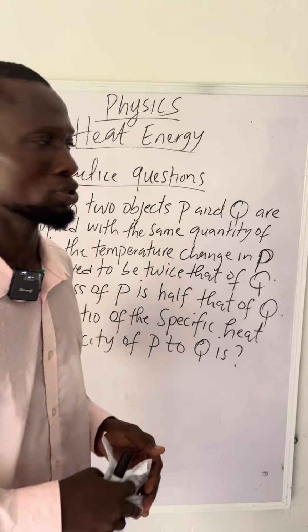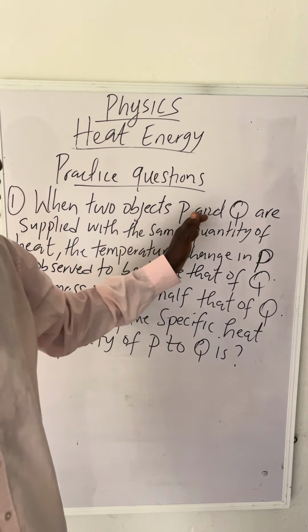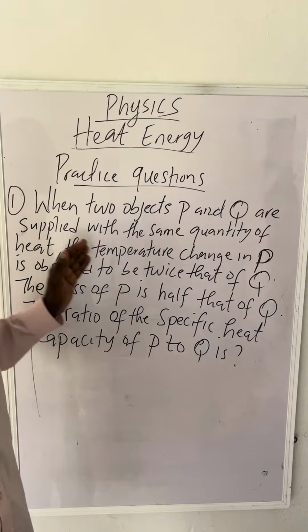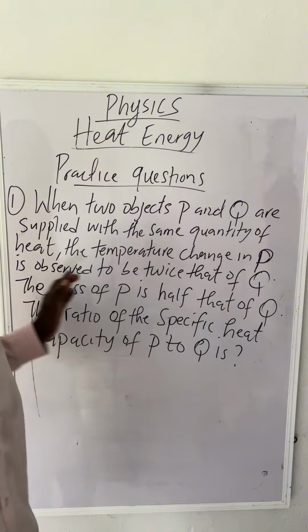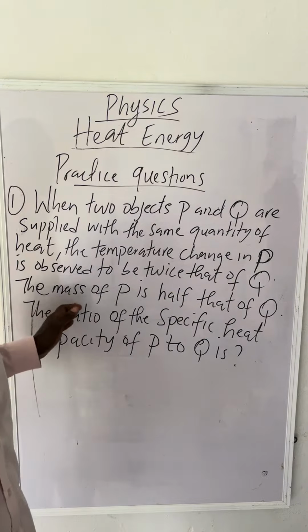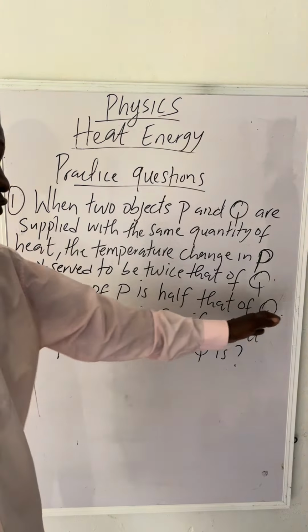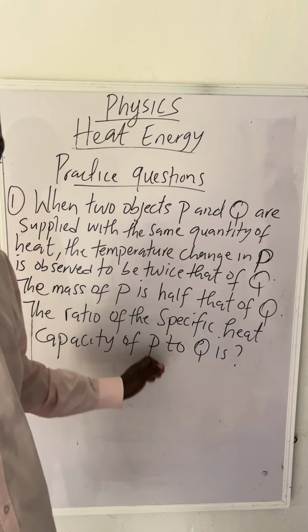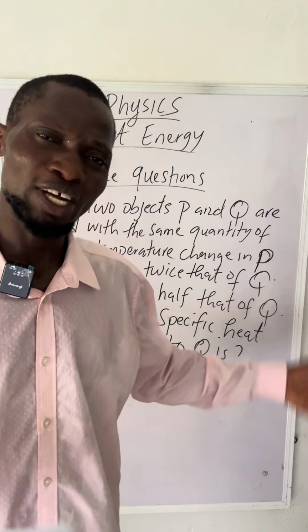Now, this is the question. When two objects P and Q are supplied with the same quantity of heat, the temperature change in P is observed to be twice that of Q. The mass of P is half that of Q. The ratio of the specific heat capacity of P to Q is what? So that is the first question.